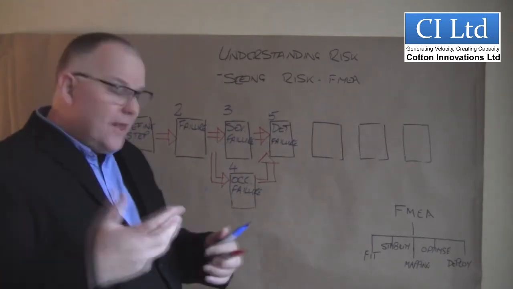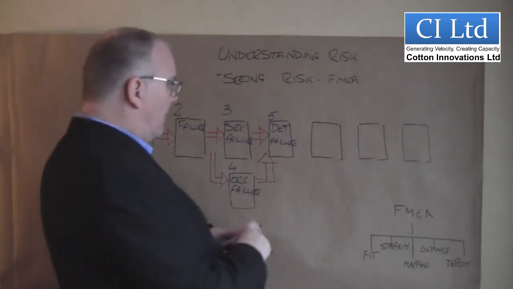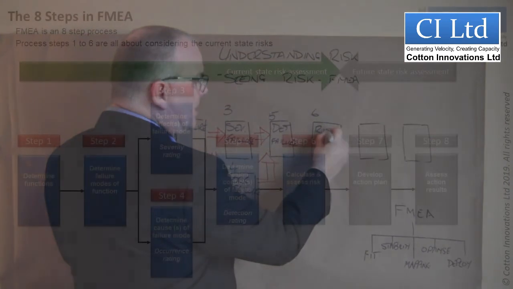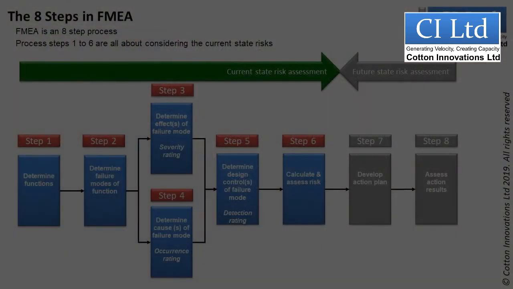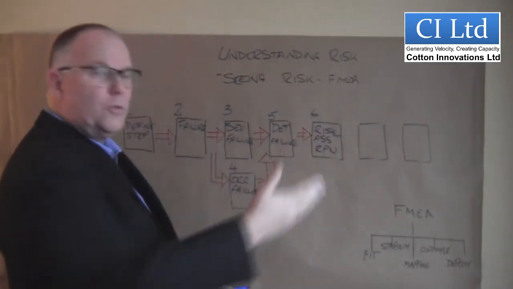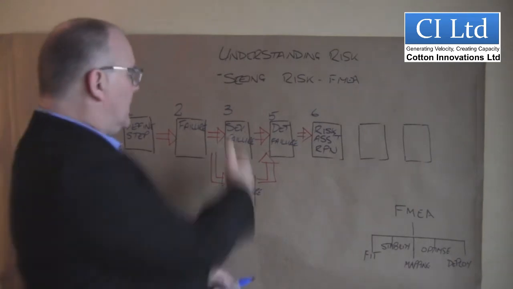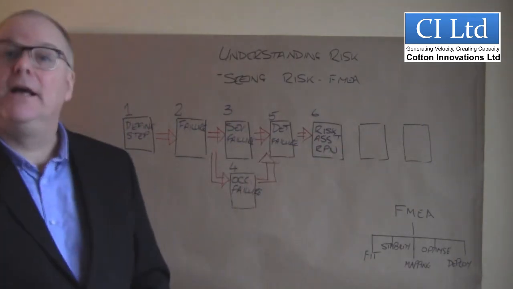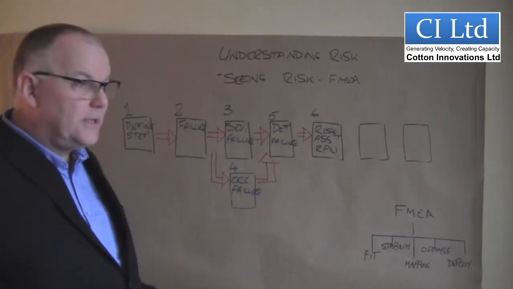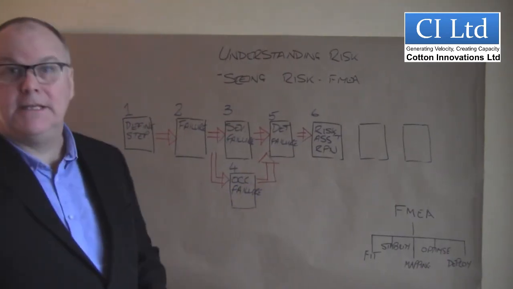Now, I'm going to take those three things, and what I'm going to do in step 6 is do a risk assessment. And we call this an RPN, risk priority number. And this effectively is on a scale of 1 to 1,000. So if I scored 1, 1, 1, multiply the 3 together, I get 1. 10, 10, 10, multiply them together, I get 1,000. So I can now have a ranking of what are the most important risks to my business.